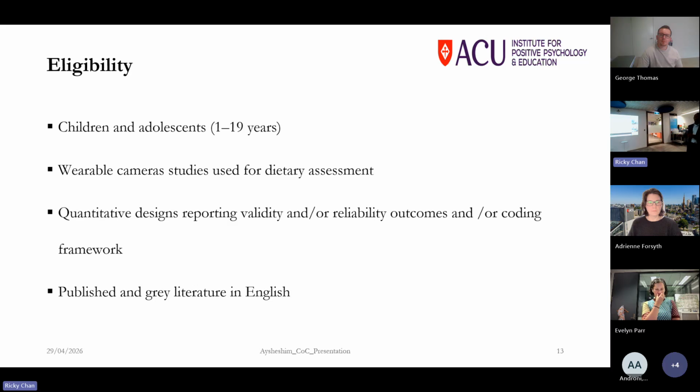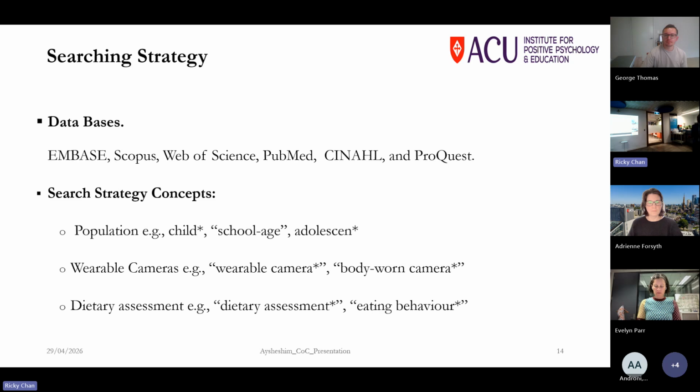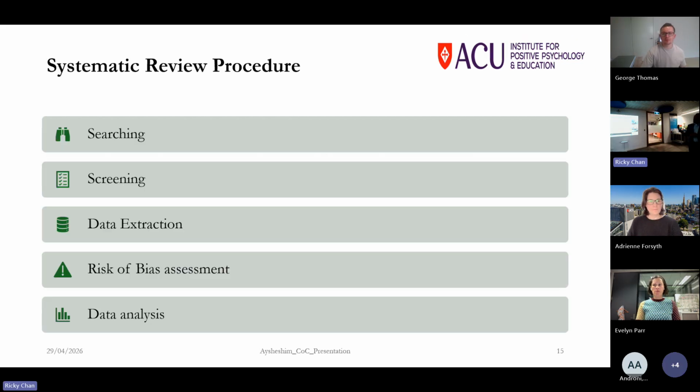The first is the target population: children from 1 to 19 years, and studies that use wearable cameras, especially passive wearable cameras, for dietary assessment. Published and grey literature will be eligible to provide the most comprehensive findings. Based on these criteria, we will search using different databases as well as different search concepts to find the most comprehensive research articles to assess validity, reliability, and coding frameworks. Then we'll follow different procedures starting from searching, screening, data extraction, and analysis using different approaches.